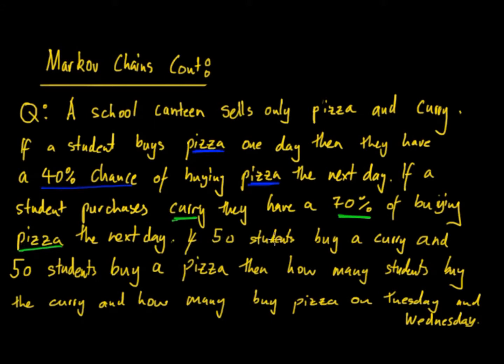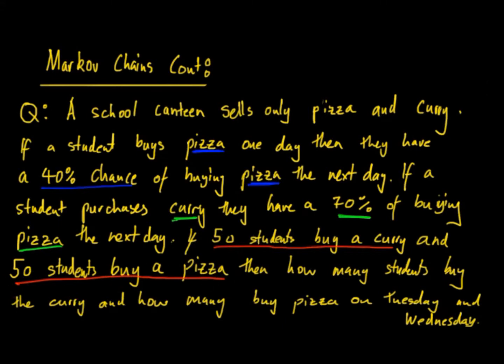So the actual question: if 50 students buy a curry and 50 students buy a pizza, then how many students buy curry and how many students buy pizza on the days Tuesday and Wednesday? This was talking about Monday, so they've given us some initial conditions here. If you're doing this by a tree diagram, you'd have to work out the probability at each of the days and then times it by the number of students, and it gets a bit messy.